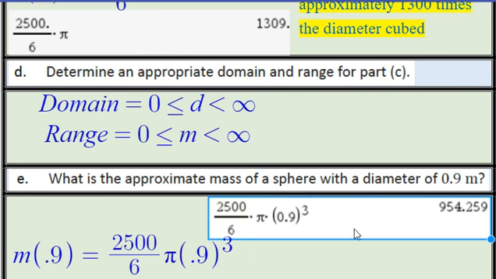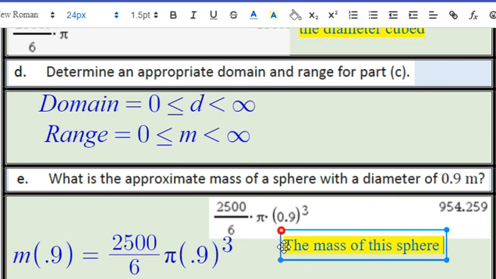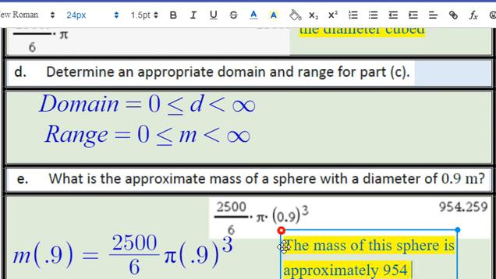So when I do my calculation, I get 954.259. So to answer our question, the mass of this sphere is approximately 954 kilograms.